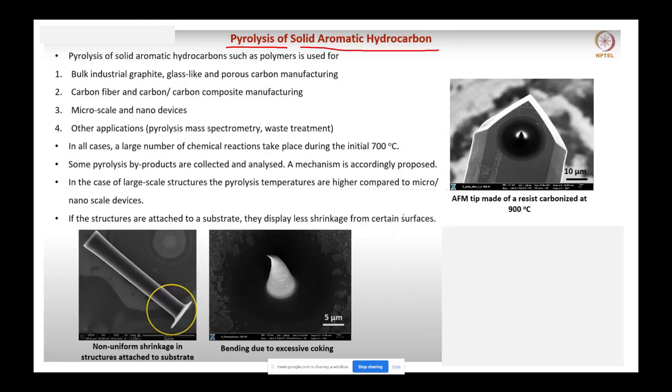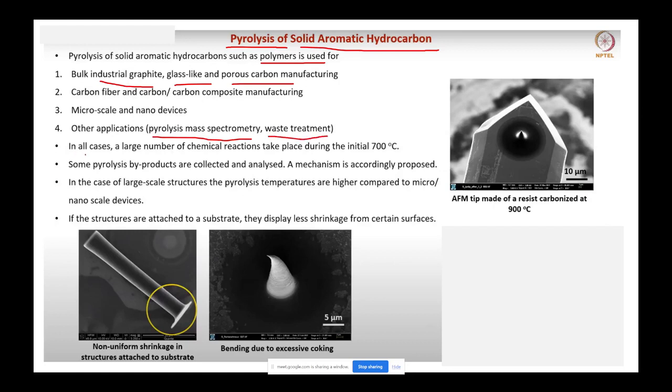Pyrolysis of solid aromatic hydrocarbons such as polymers is used for bulk industrial graphite or glass-like and porous carbon manufacturing, carbon fiber, carbon composites manufacturing, micro scale and nano devices. Other applications: pyrolysis mass spectroscopy. I do not know thoroughly what kind of mass spectroscopy this is. I know mass spectroscopy, but not pyrolysis mass spectroscopy.